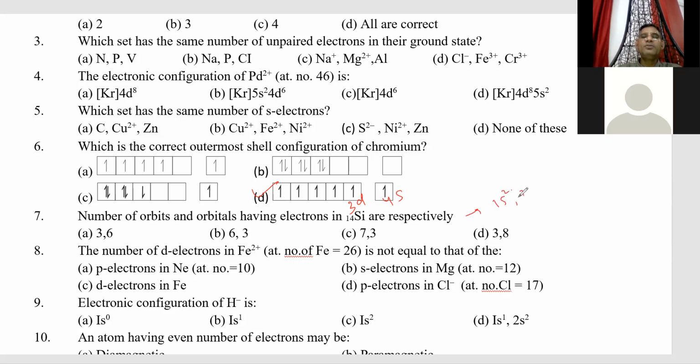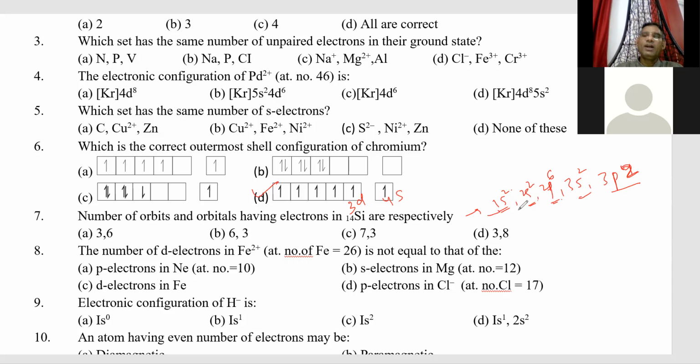Si is 1s2, 2s2, 2p6, 3s2, 3p2. Cumulatively 2, 4, 10, 12, 14. Fine. Yes, 14. So how many orbits?